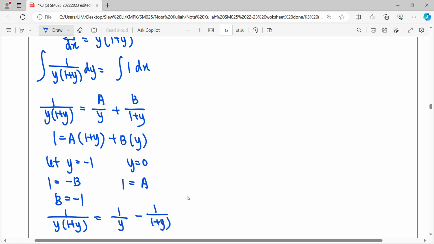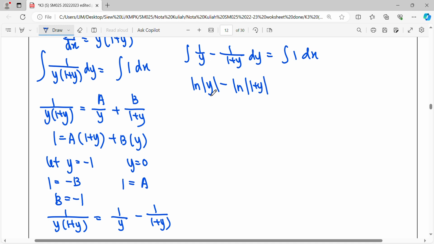Therefore, to continue, we integrate the fractions by substituting the partial fractions, which is 1 over y minus 1 over 1 plus y dy, and integrate 1. So the left hand side and right hand side are now ready to integrate. Using the formula, integrating 1 over y gives ln y. Since the denominator is linear and the coefficient of y is 1, it divides by 1, so normally we don't write the division by 1. Moving to the right hand side, integrating 1 we get x. Then we simplify this function of y. Ln minus ln, using the property of log, becomes y divided by 1 plus y.